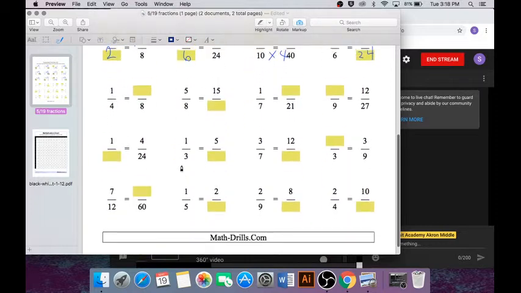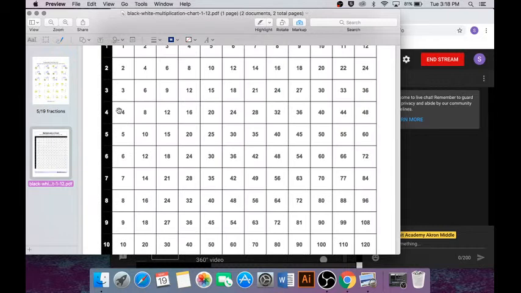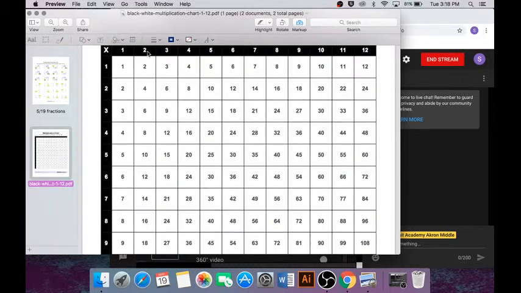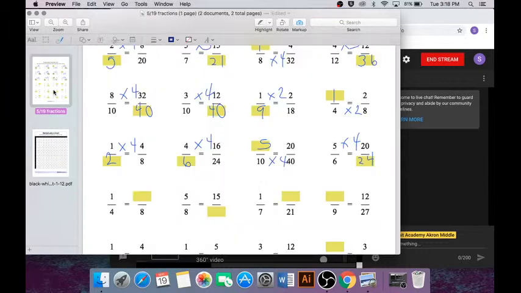Okay, our next one, we have our denominators filled in. So we're going to start with 4, and we need to see 4 times what equals 8. So at our 4 times table, 8 is right here. If we go up, we see 4 times 2 is 8.